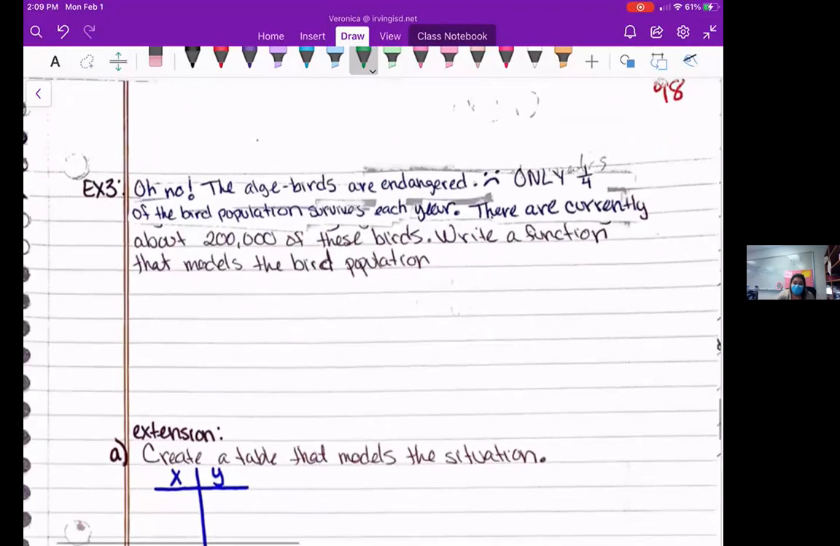Oh no, the algebirds are endangered. Only 1/4 of the bird population survives each year. There are currently about 200,000 of these birds. Write a function that models the bird population. Okay, so what do we notice about example 3 in comparison to examples 1 and 2? Type it in the chat. What do we notice the differences?